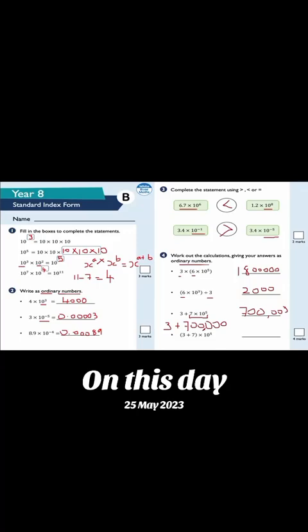This one, again, using BIDMAS, I do 3 plus 7 is 10, so what's in the bracket first? 10 times 10 to the 5 is 10 to the 6. So I'm going to have 1 million. 10 to the power of 6 is pronounced as 1 million. 1 million has 6 zeros, guys.